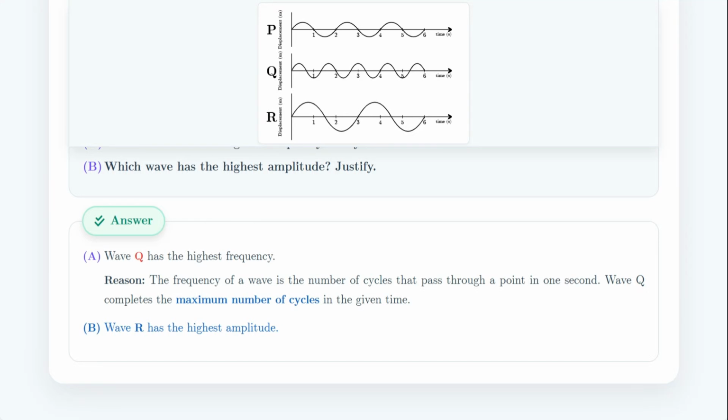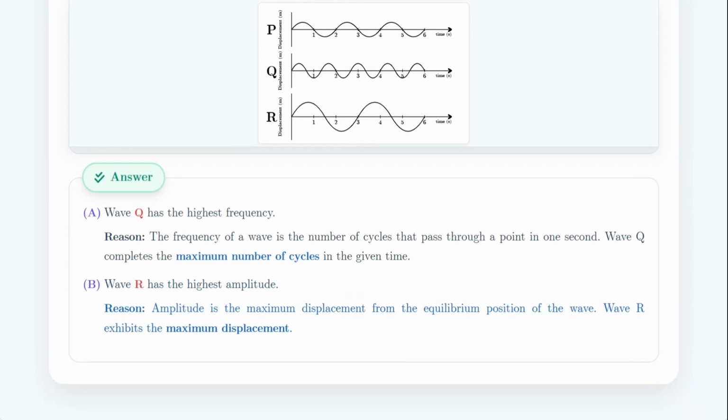Now for Part B. Which wave has the highest amplitude? The correct answer is wave R. Why is that? Well, amplitude is the maximum displacement from the equilibrium position of the wave. Simply put, it's the maximum height from the center line. Looking at our graphs, wave R clearly reaches much higher and lower from the equilibrium position than P or Q. So, it has the maximum displacement.